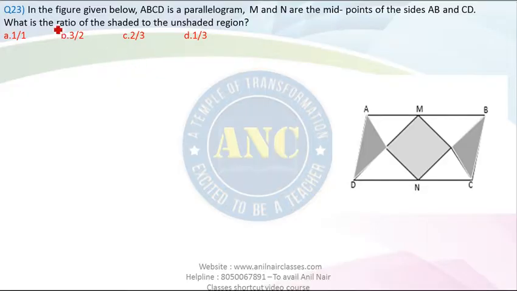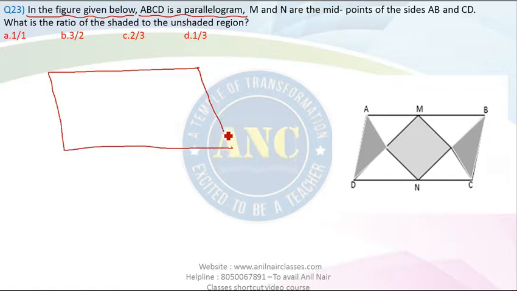Now the question says, in the given figure below, ABCD is a parallelogram. Okay, let us write a parallelogram initially. Although the diagram is already given in this particular question, I will write it once again so that we will understand it better. There is a parallelogram called ABCD. That is my point number 1. M and N are the midpoints of sides AB and CD respectively. Now, there are two midpoints of two sides. One of the midpoint of side AB is nothing but M. And the other midpoint for side CD is nothing but N.